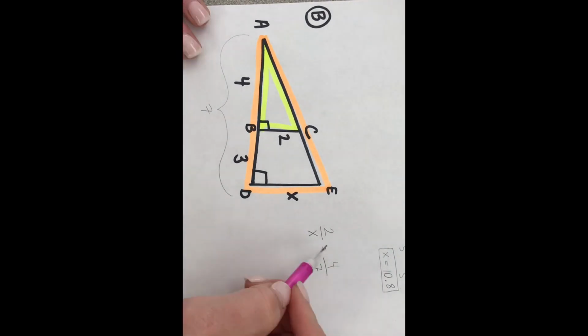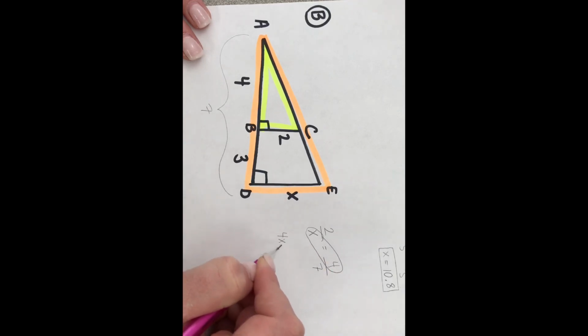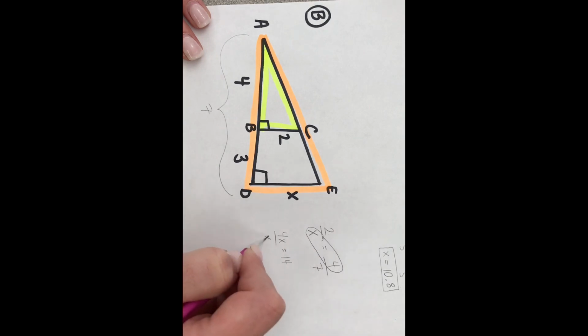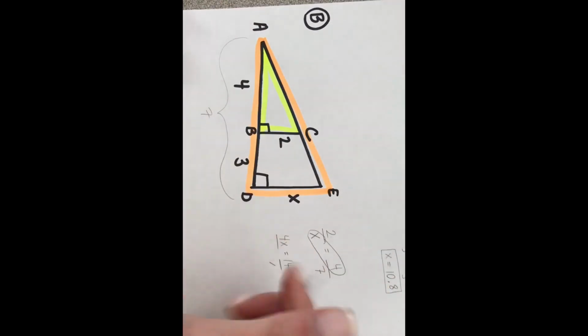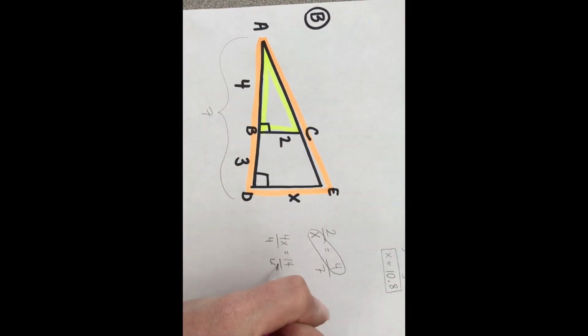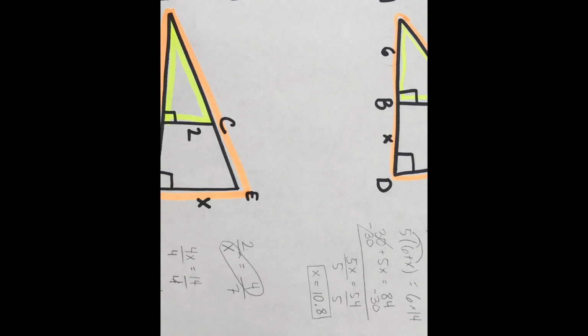I can solve this ratio in the same way. 4 times x equals 7 times 2. And if I just want x, I divide both sides by 4. So in this case, x equals 3.5. Now, you might be wondering, what makes these two problems different? So I just want to talk about how they're slightly different.